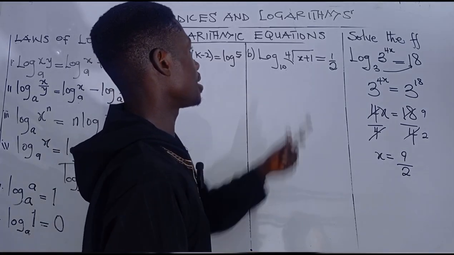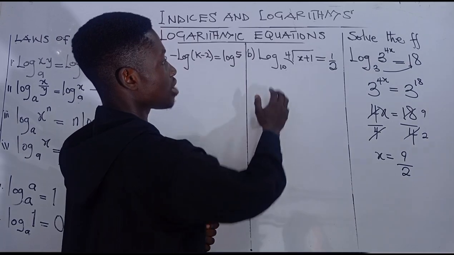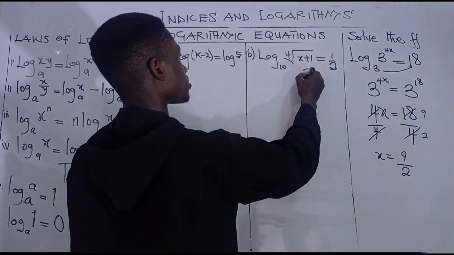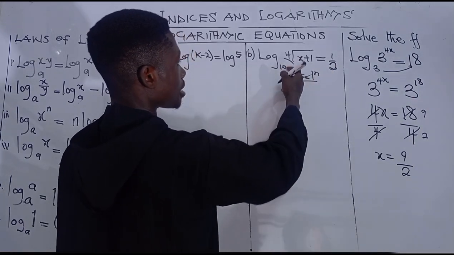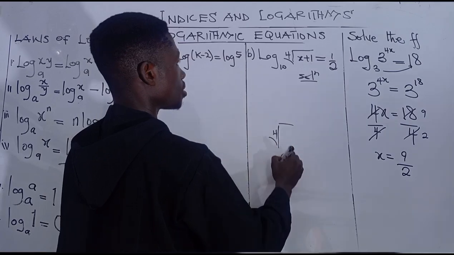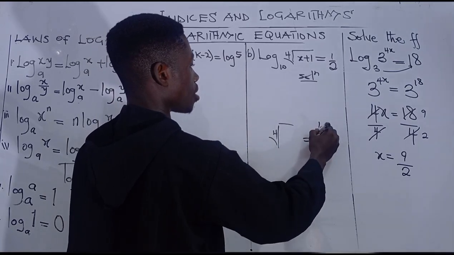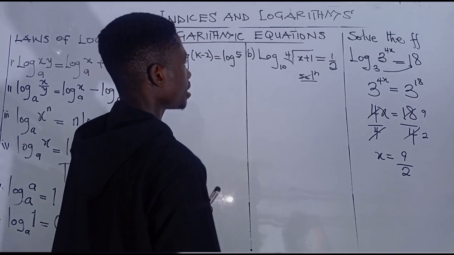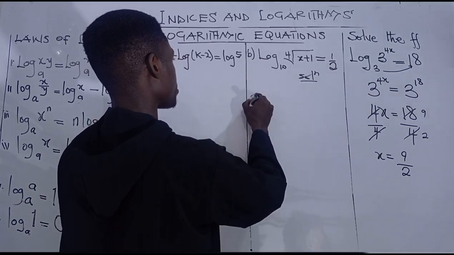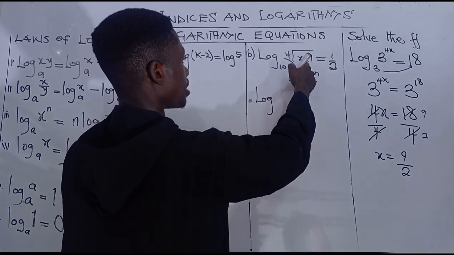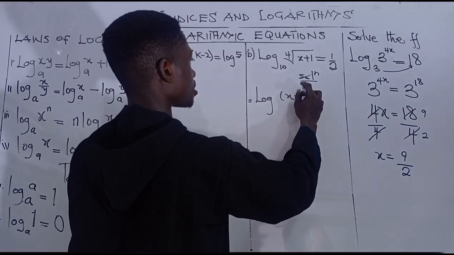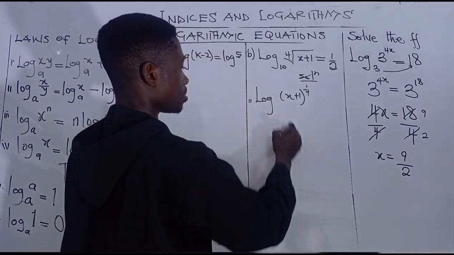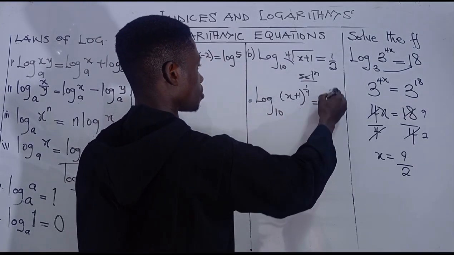Let's look at our next example. So we have our second example. We want to find the value for x that satisfies this logarithmic equation. So we know that the fourth root can be written as a power of 1/4. You agree with me? Good. If that is the case, then we can write this as x plus 1 all raised to the power 1/4 to the base of 10, and this is equal to 1/2.